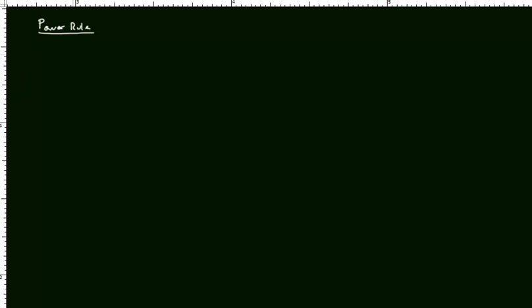The proof of the almighty power rule. Before we do the proof, I would like to do some algebra preliminaries. How would you factor a squared minus b squared? Hopefully you know this. Difference of two squares, a minus b times the quantity a plus b.